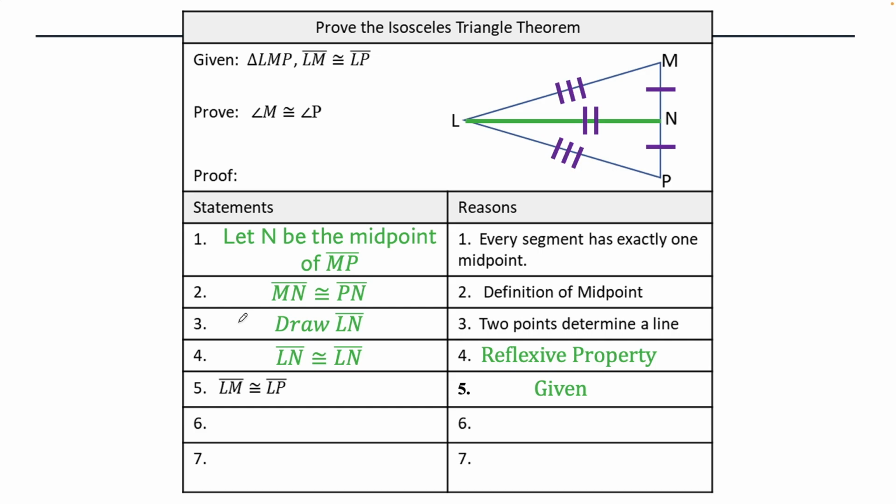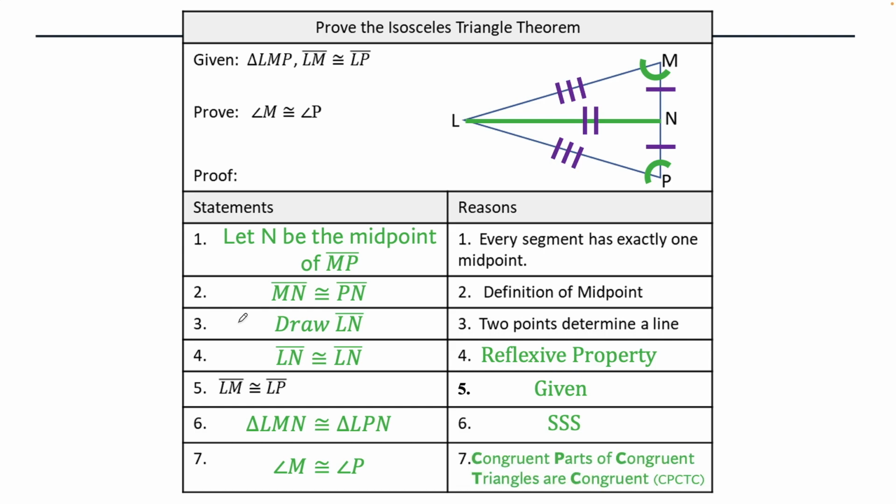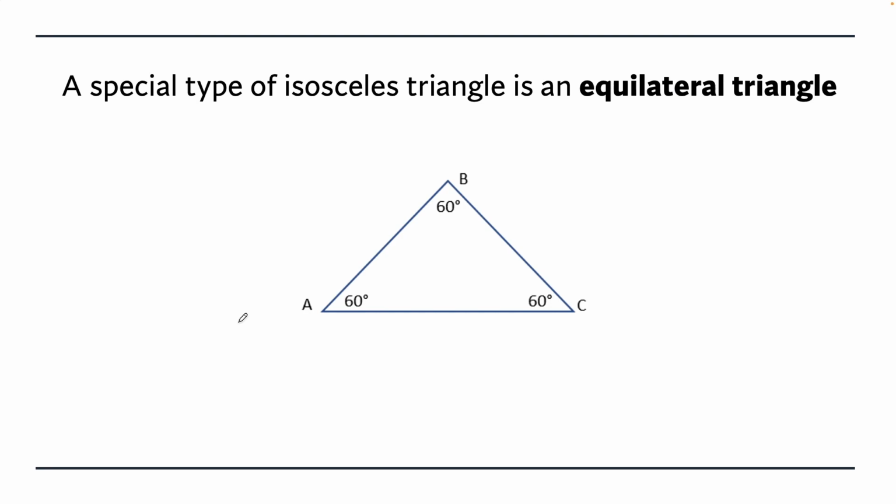Now, what do you have up there? You've got two triangles with three sets of congruent sides. So I've got two congruent triangles because of the side, side, side shortcut. If I have two congruent triangles, that means that all of their corresponding parts are congruent. So I know that angle M is congruent to angle P because of CPCTC. So that's the proof of the isosceles triangle theorem. Now you don't have to memorize that, but I think it's good for you to see where some of these theorems come from.